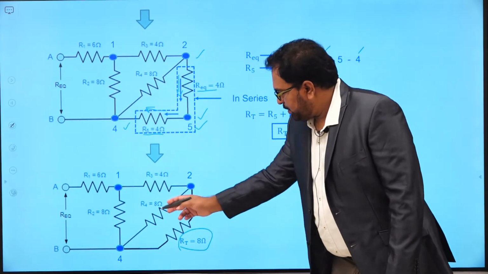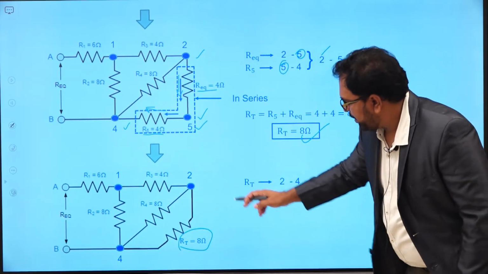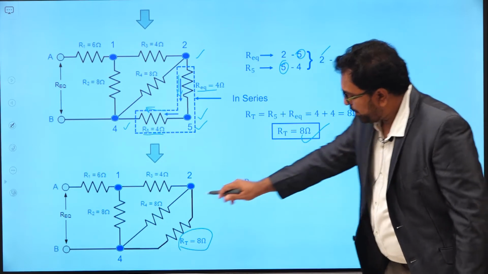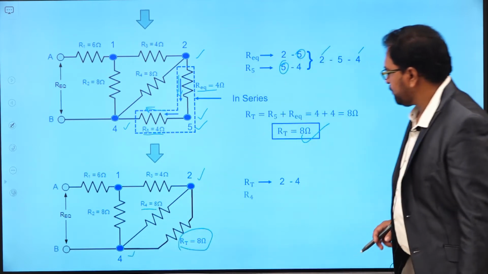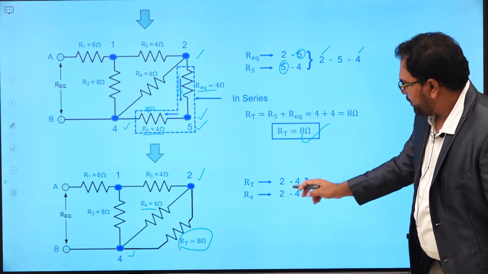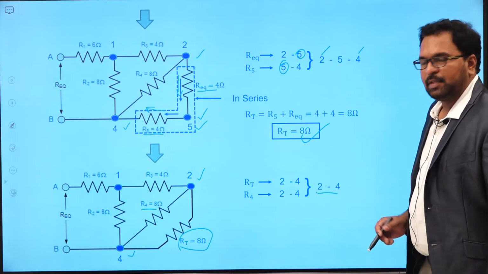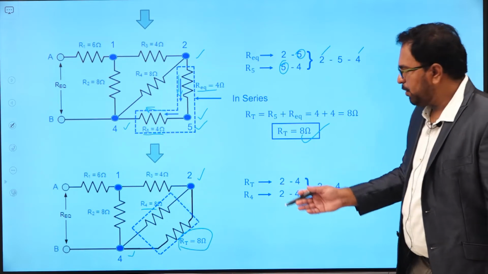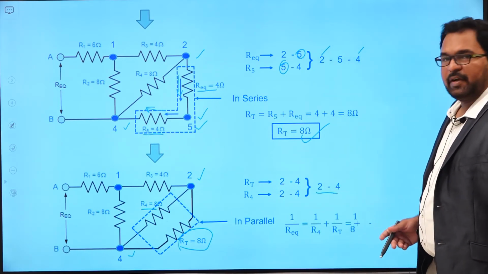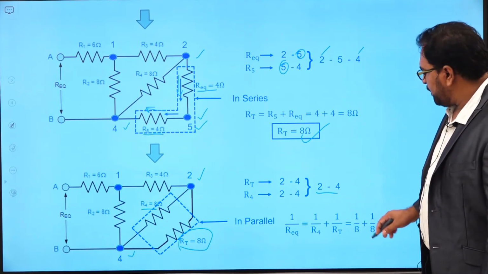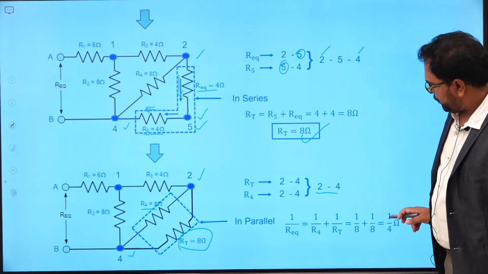Now in this circuit, this RT is connected between 2 and 4, and one more R4 is also connected between node 2 and node 4. So here these two resistors are connected between the same nodes. Then obviously those two are going to be connected in parallel. In case of parallel resistance, the equivalent resistance we can usually calculate by 1 by 8 plus 1 by 8, which is 1 by 4.